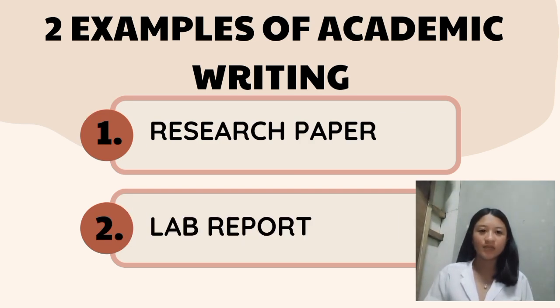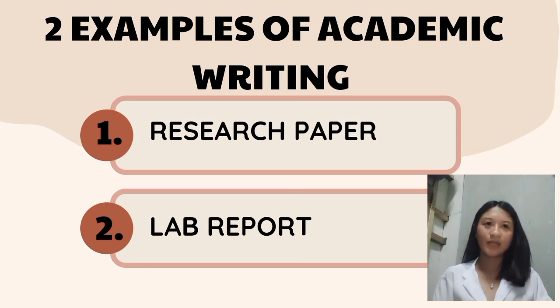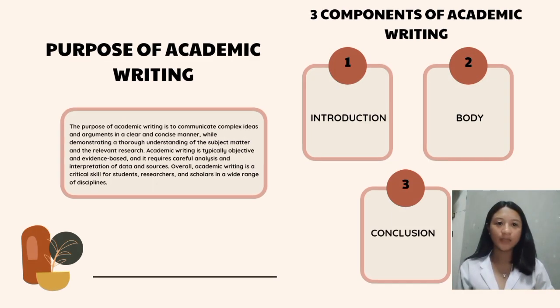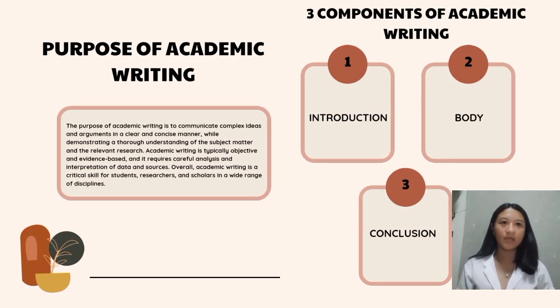Here are two examples of academic writing. Number 1. Research paper. A research paper is a piece of academic writing that provides analysis, interpretation, and argument. Number 2. Lab report. A lab report is an account of an experiment and what was discovered during the experiment. The three main purposes of lab reports are to communicate exactly what occurred in an experiment by presenting data, discuss the results, and provide conclusions.